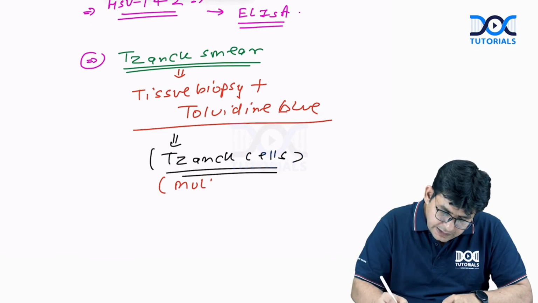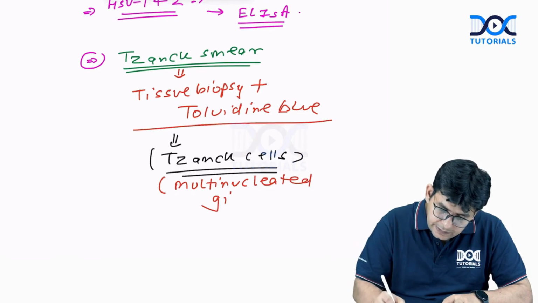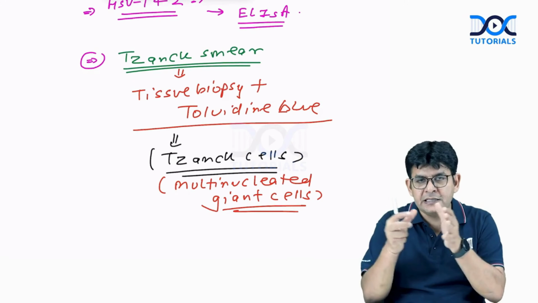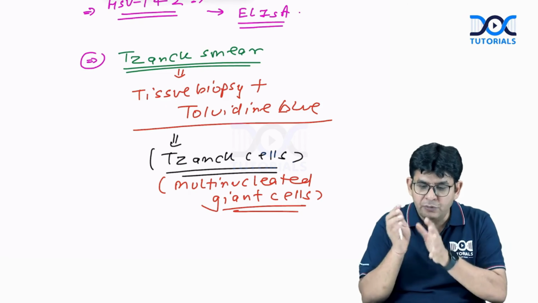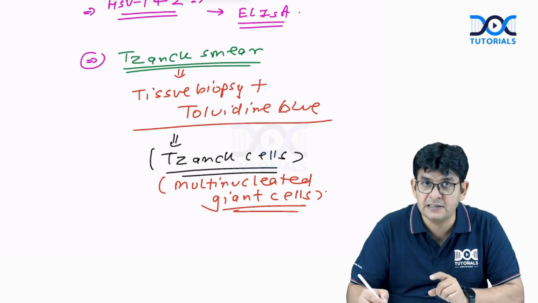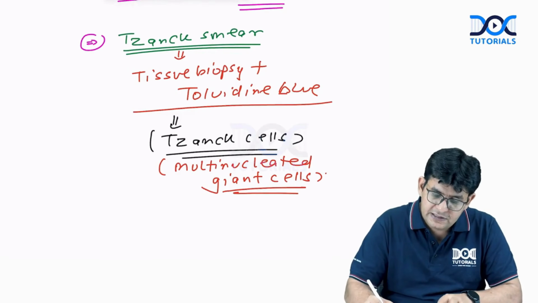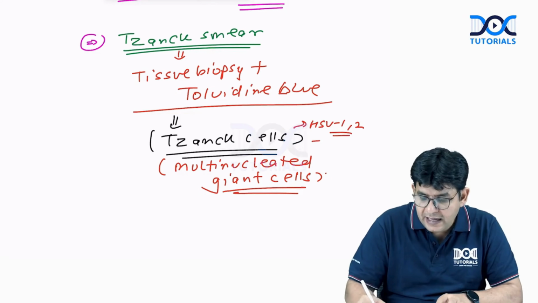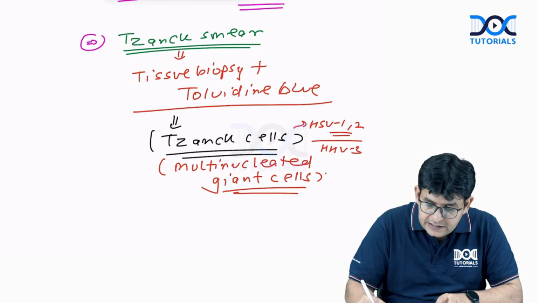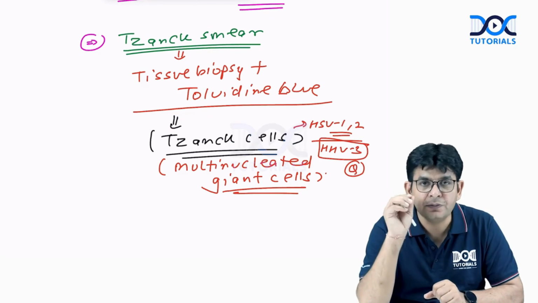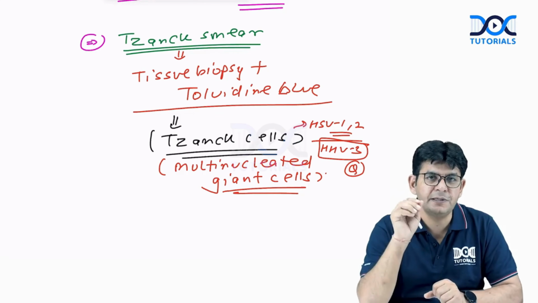Tzanck cells are multinucleated giant cells. Multinucleated giant cells means a lot of cells fuse with each other and produce a multinucleated giant cell. That is what is termed Tzanck cells, and that is characteristically seen in HSV1, 2, and even, guys, in HHV3. Another INI-CET question: in chickenpox also, you can do the Tzanck smear.